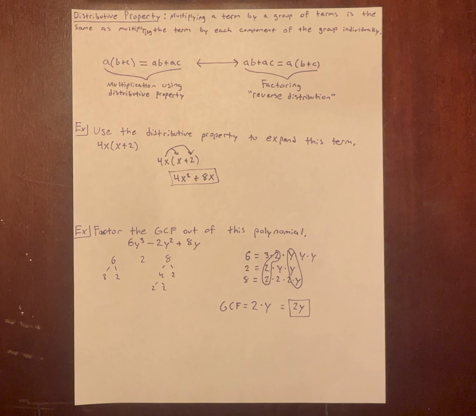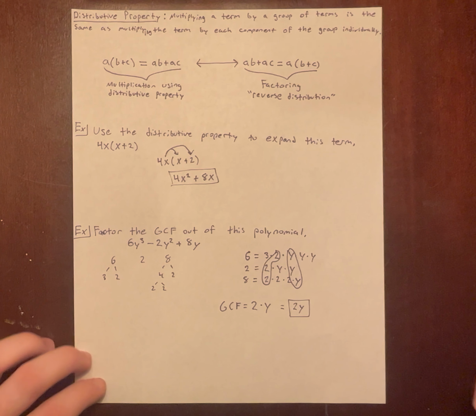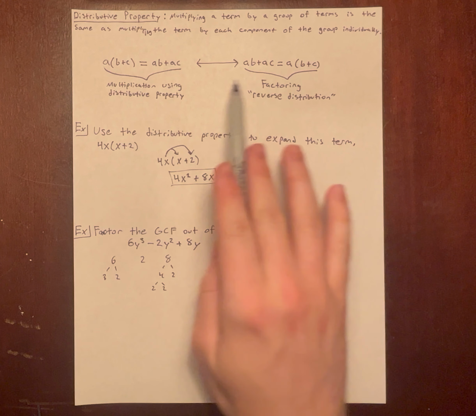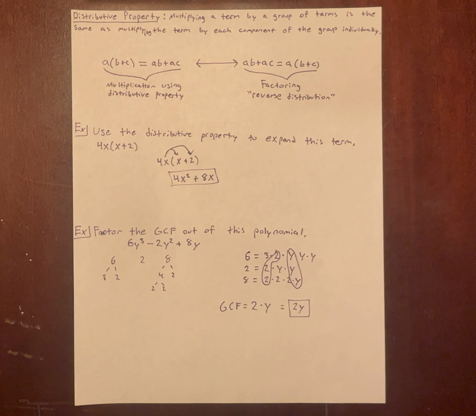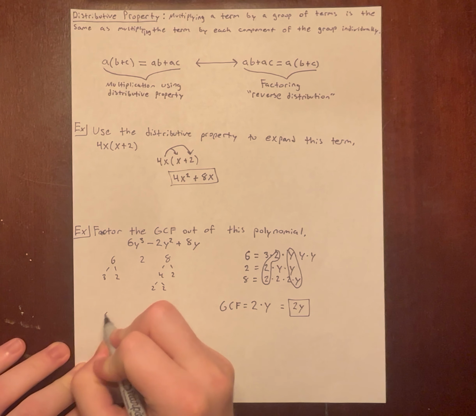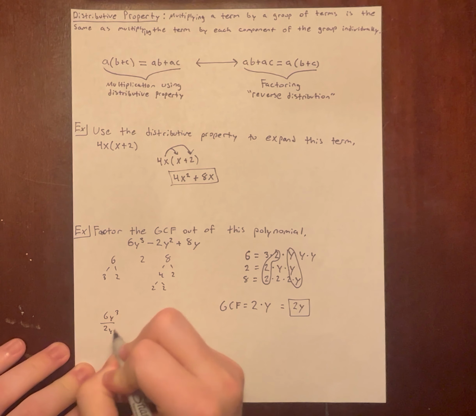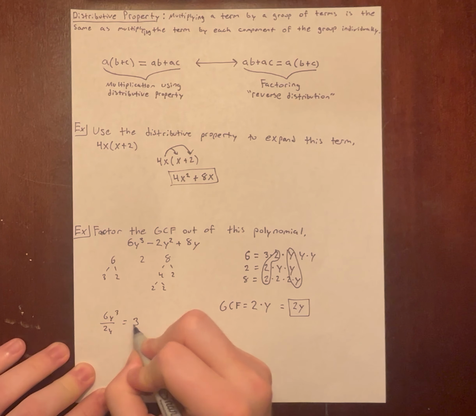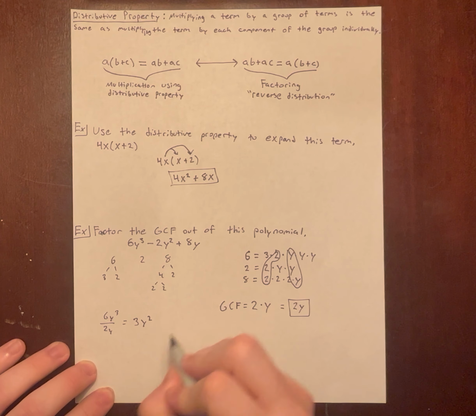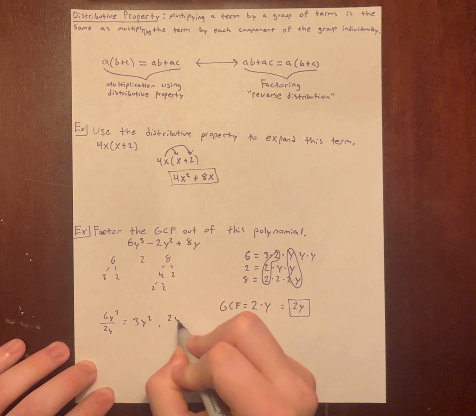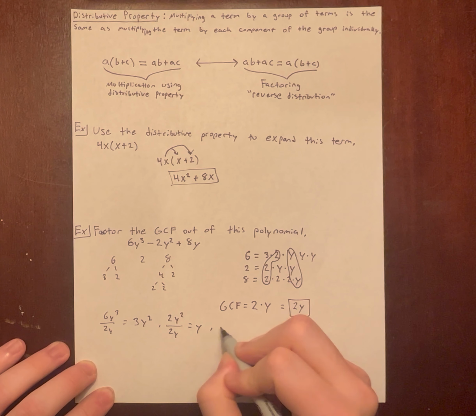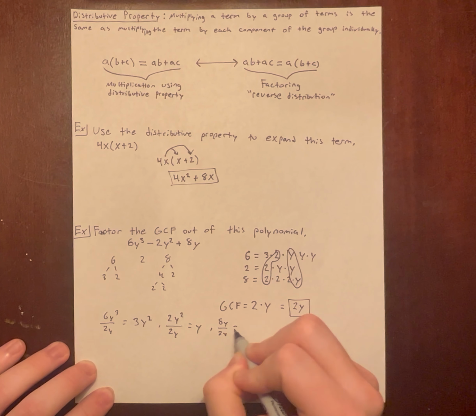Showing that, I want to give you a visual representation of using this property, taking this and turning it into this. If you had 6y cubed divided by 2y, 6 divided by 2 is 3, and y cubed divided by y is y squared. You just take one of the y's away. 2y squared divided by 2y would just be y, and 8y divided by 2y would just be 4.